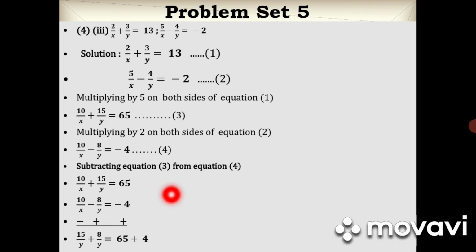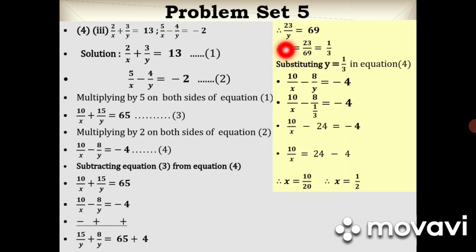Therefore, we get 15 upon y plus 8 upon y is equal to 65 plus 4. Therefore, 23 upon y is equal to 69. Therefore, y is equal to 23 upon 69 and that is equal to 1 upon 3.